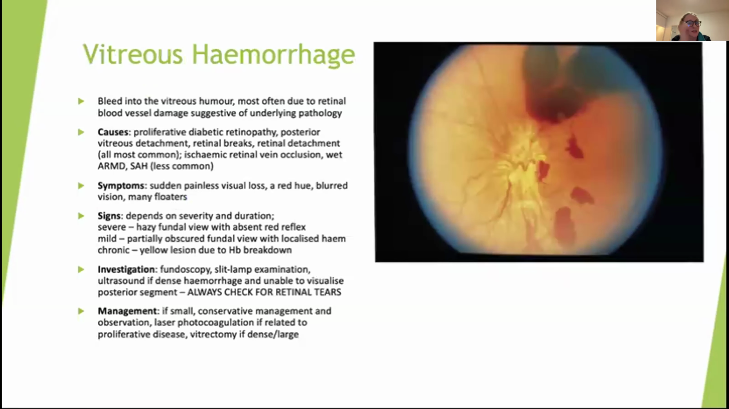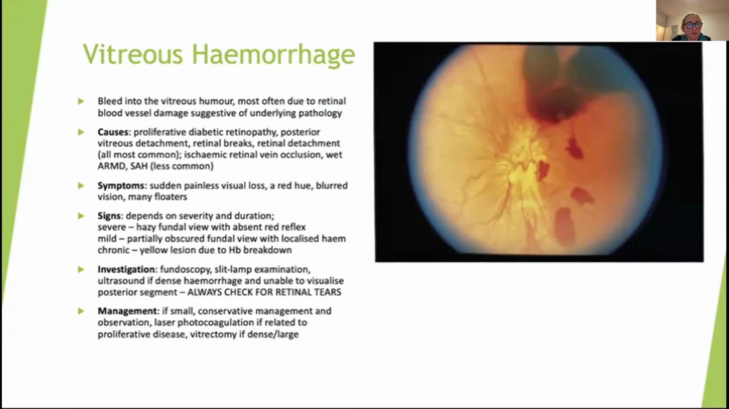So vitreous hemorrhage is a little bit similar, but different in that the main risk factor is diabetic retinopathy. And posterior vitreous detachment can progress to vitreous hemorrhage. And any retinal breaks and retinal detachment are the most common causes. Other causes, but much less common, are ischemic retinal vein occlusion, wet ARMD, or SAH. And this is when you get a bleed into the vitreous humor.